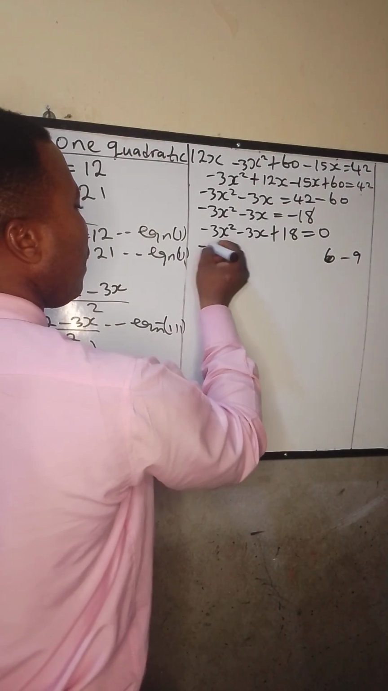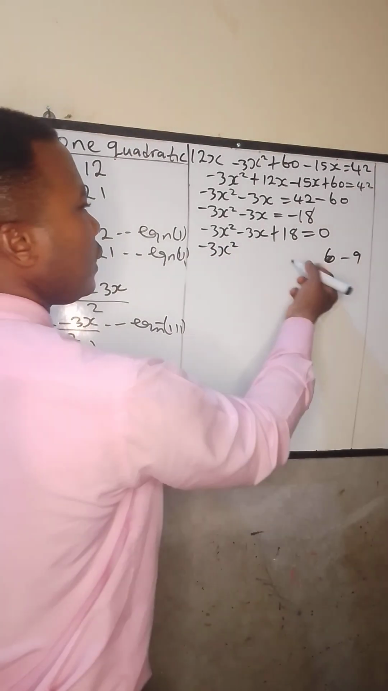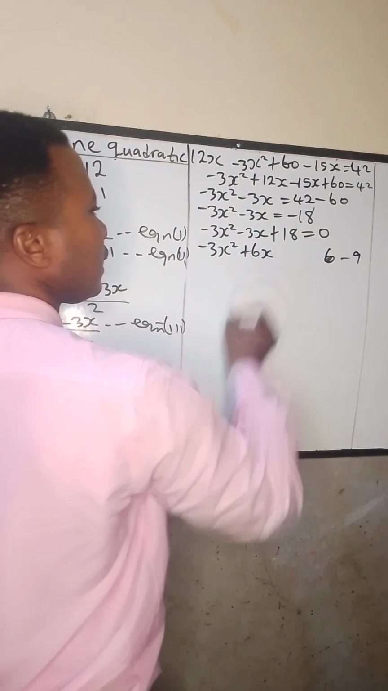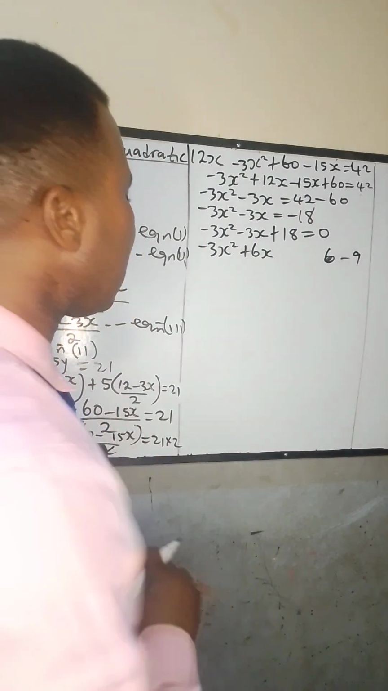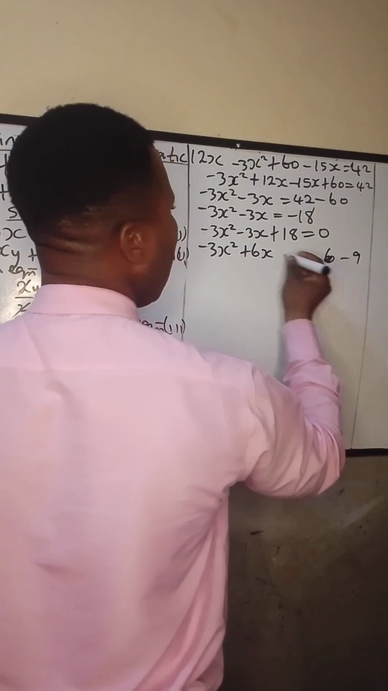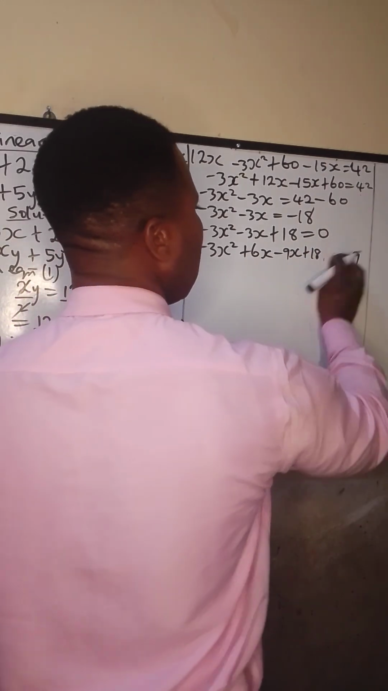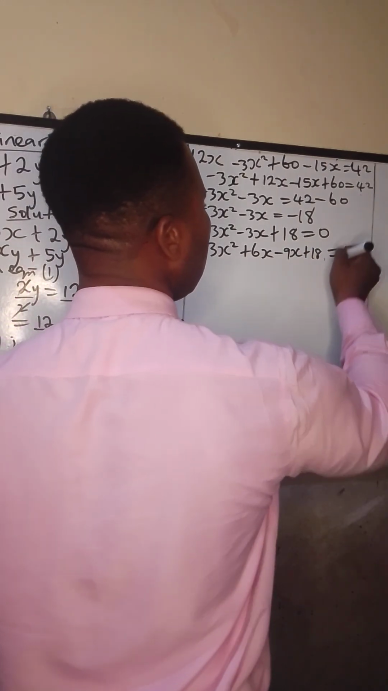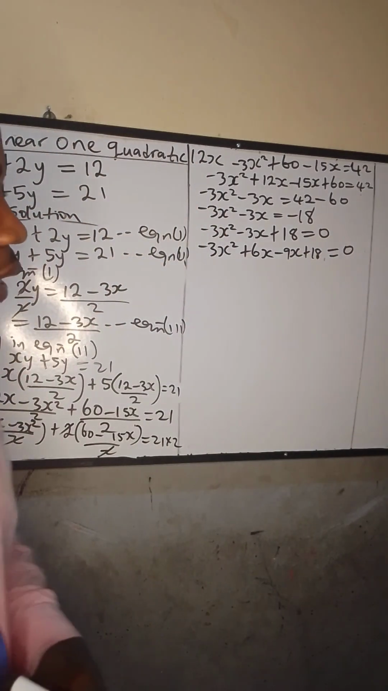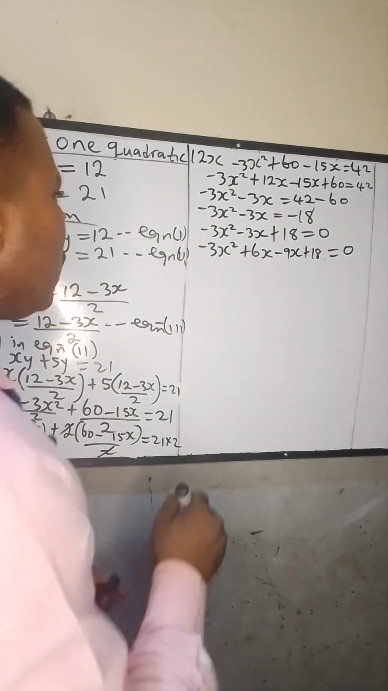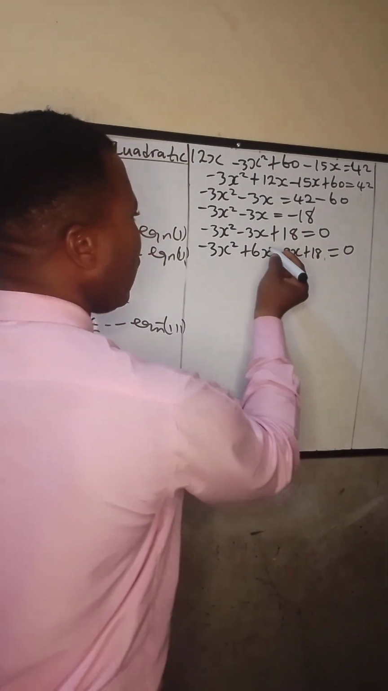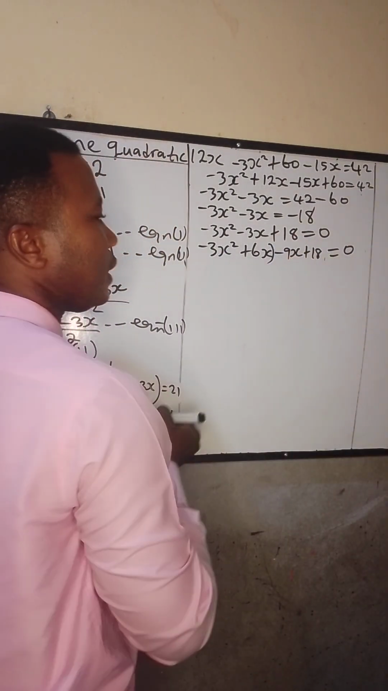Now we have minus 3x squared, plus 6x, then minus 9x plus 18 is equal to 0. So this way it can still go. In that case, we'll now try to factorize this.